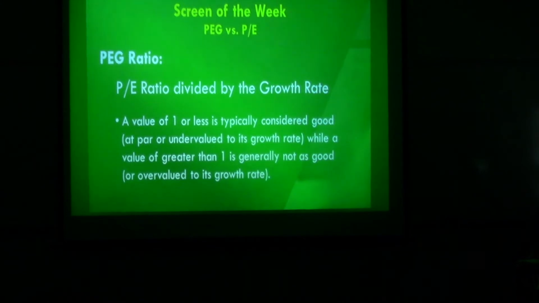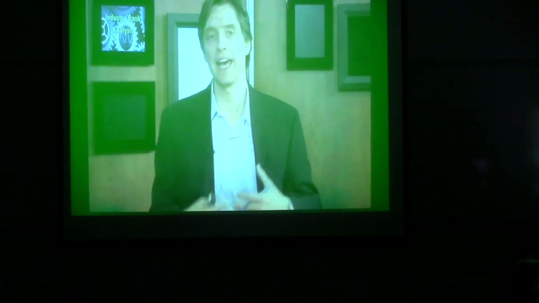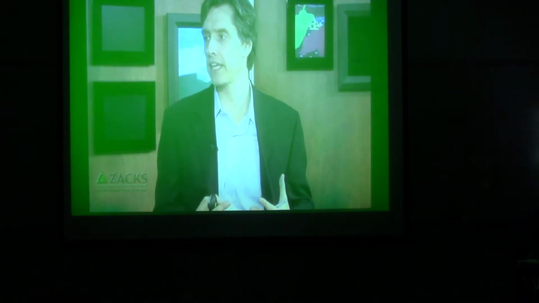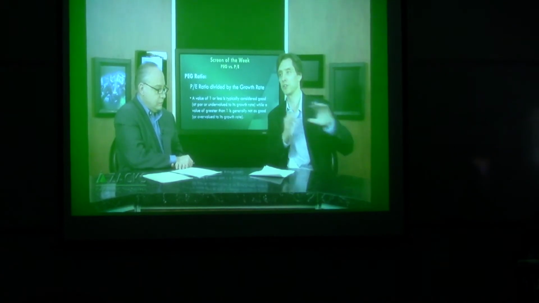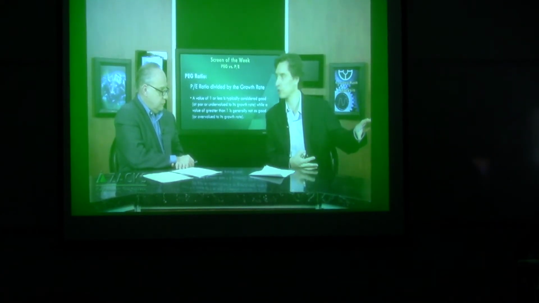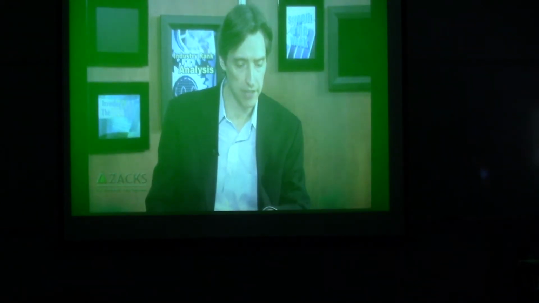PEG ratio is simply the PE ratio divided by the growth rate. Conventional wisdom says a value of 1 or less is considered good, which means it's at par or undervalued to its growth rate, while a value of greater than 1 in general is not as good, meaning it's overvalued to its growth rate. A lot of people believe that the PEG ratio tells a more complete story than the PE ratio because you're comparing it to its growth rate. And for that, I will agree. By the way, the PEG ratio for the S&P is right now coming in at 1.93.